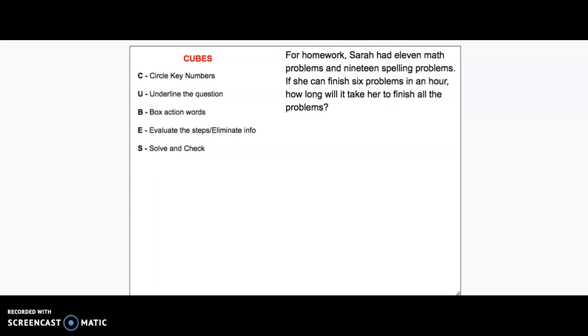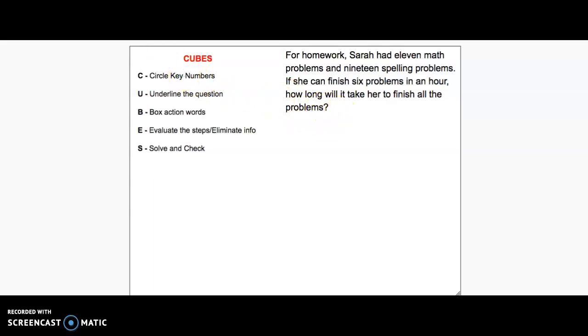Today I am going to teach you guys how to use the CUBES strategy. So the first thing you want to do in the CUBES strategy is read the math word problem. For homework, Sarah had 11 math problems and 19 spelling problems. If she can finish 6 problems in an hour, how long will it take her to finish all the problems?